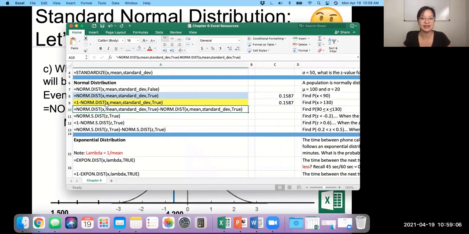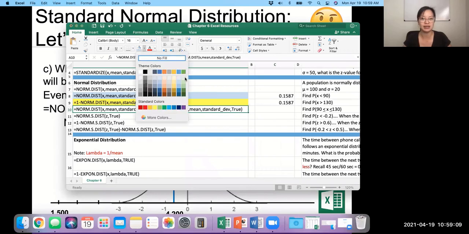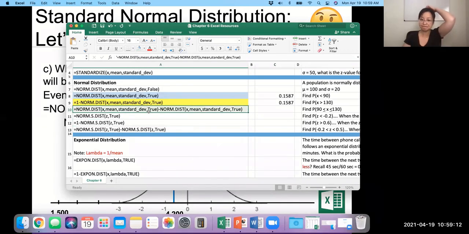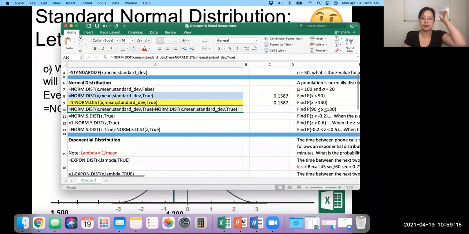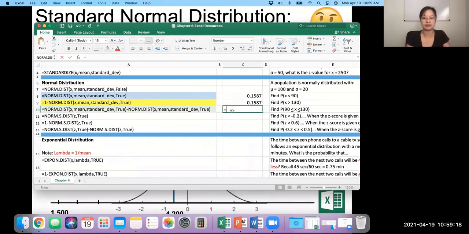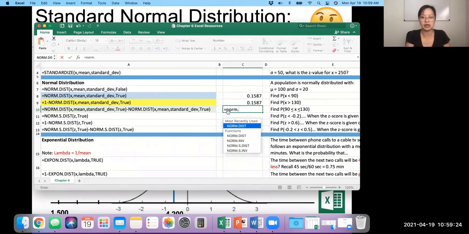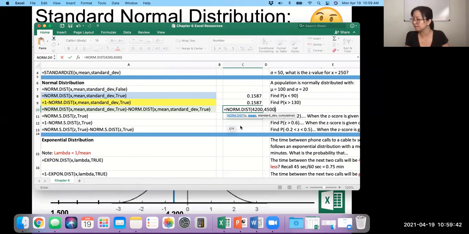We're going to be working with this very long formula in row 10. I'll color it green so it pops out at us. And let me make it a little bit bigger. There we go. So go ahead and type in equals norm.dist. Okay. Then we'll go ahead and put in the bigger X first, so that's the 4200, comma. Our mean and standard deviation are the same as it always has been. So that's the 4500, comma, 500, comma, true.